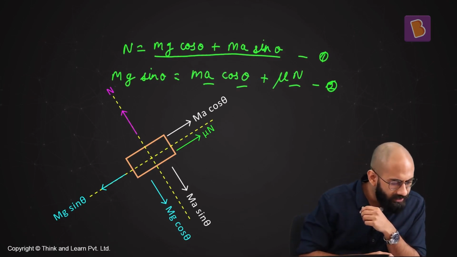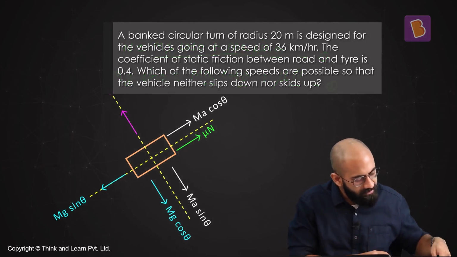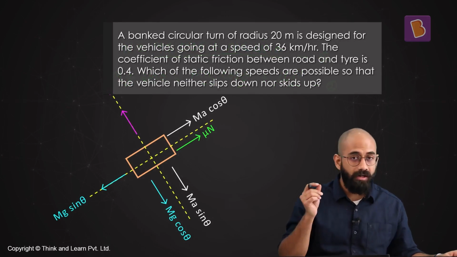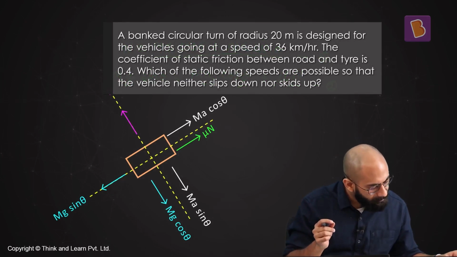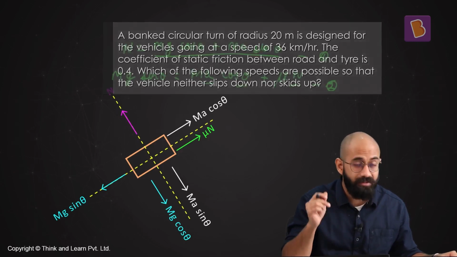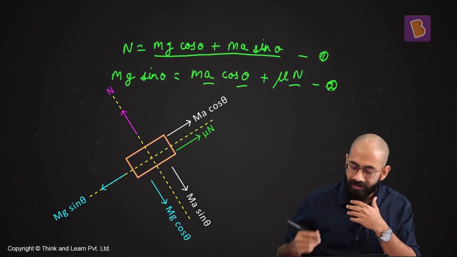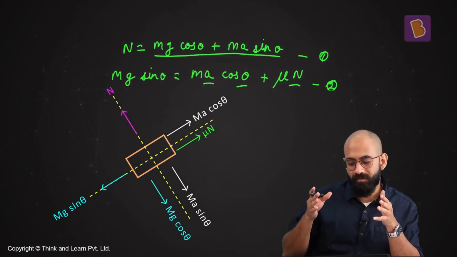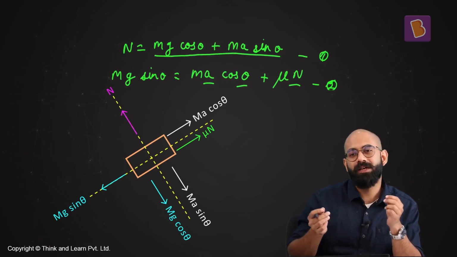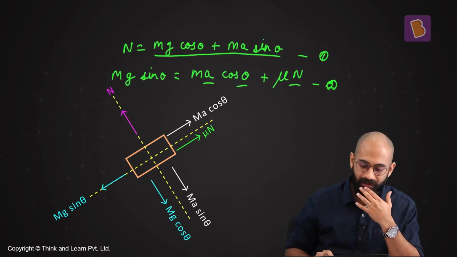For that, the question has given us some information. It says that the road has been built in such a way, or it's been designed for vehicles going at 36 kilometers an hour, or 10 meters per second. What does that mean? It means that when vehicles move at this speed, the friction will be zero. There will be no slipping. This is what this statement means.